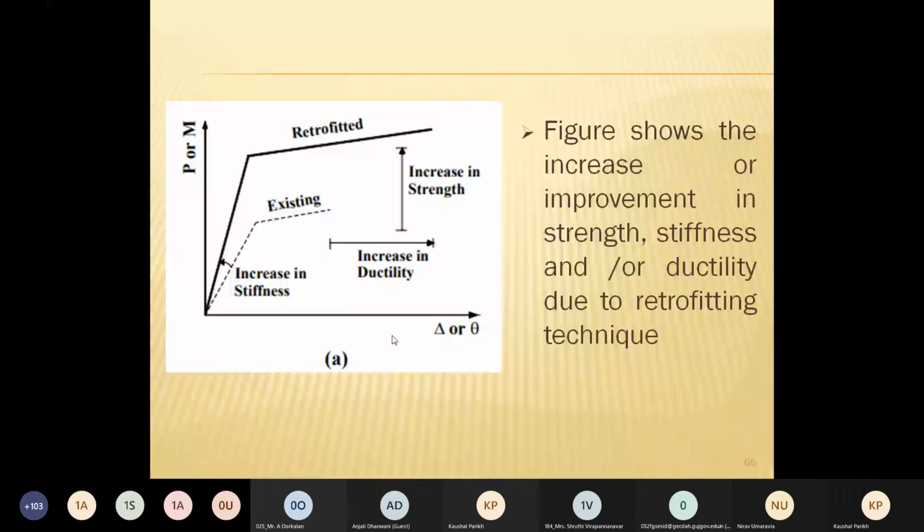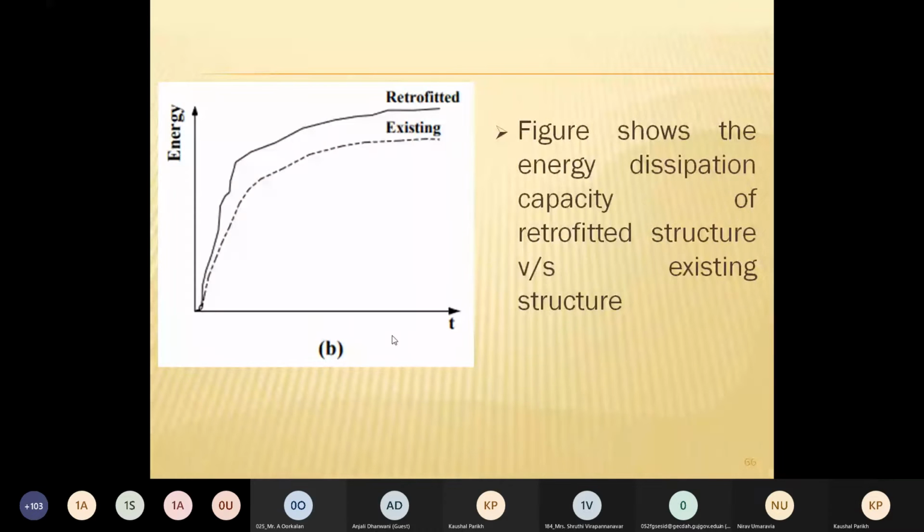Another figure shows the energy dissipation capacity of the retrofitted structure versus the existing structure. The graph is energy versus time. The full line shows the retrofitted structure and the dotted line shows the existing structure. So energy dissipation capacity is also enhanced for the retrofitted structure in comparison with the existing structure.